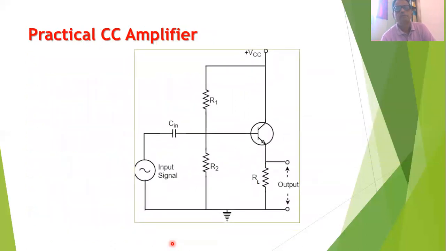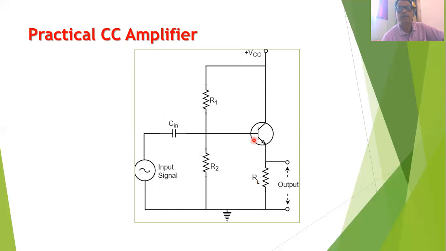Now let us see one practical CC amplifier. The earlier circuit diagram that we have considered for the common collector amplifier consists of 2 batteries. But as I said, using 2 batteries in one circuit is not suitable, and therefore it is always better to make use of only one battery in one circuit. Now, this is the practical CC amplifier.